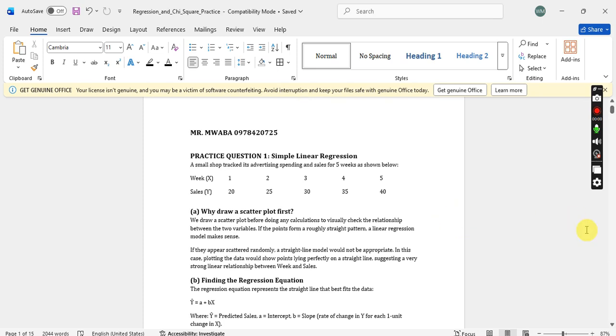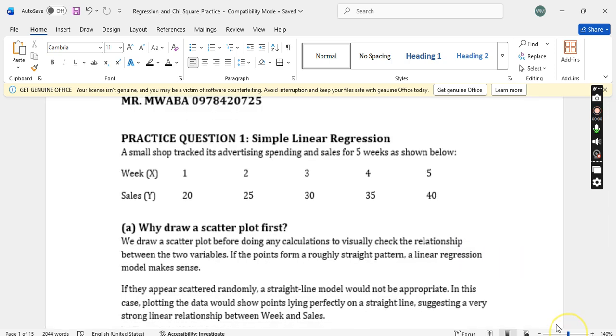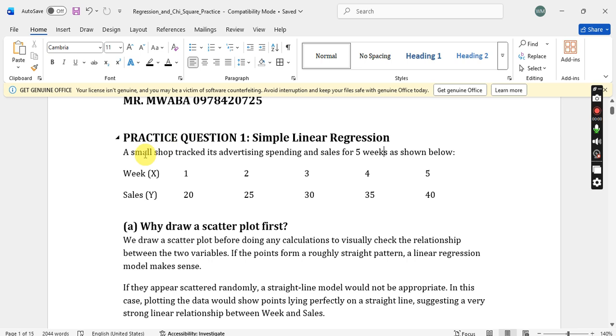Okay, so we're starting with linear regression. Linear regression is all about trying to show a relationship between two things using the equation of a line. All right, so let's look at this example here. A small shop tracked its advertising spending and sales for 5 weeks as shown below. Okay, you have been given the week and you have been given the sales.